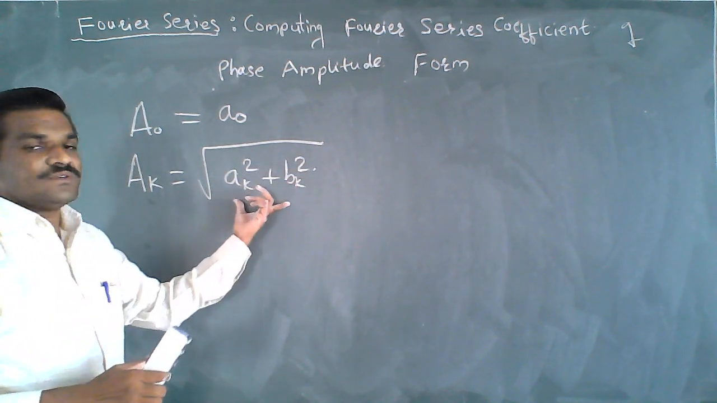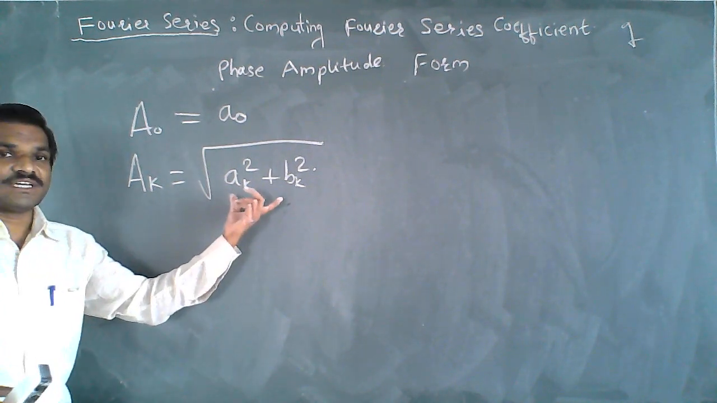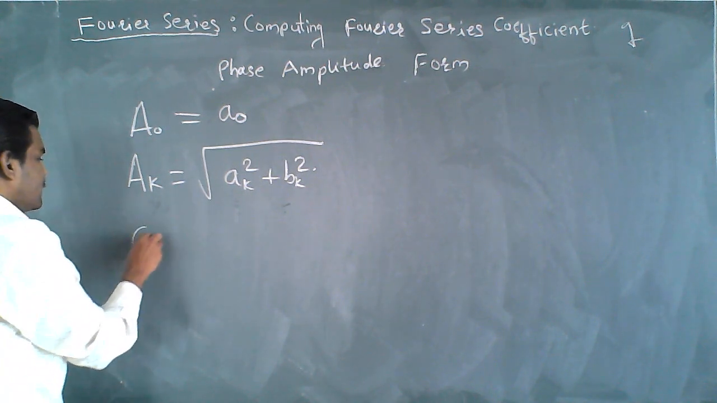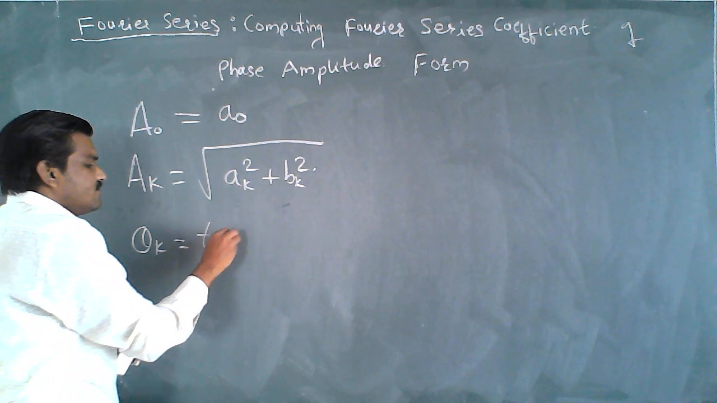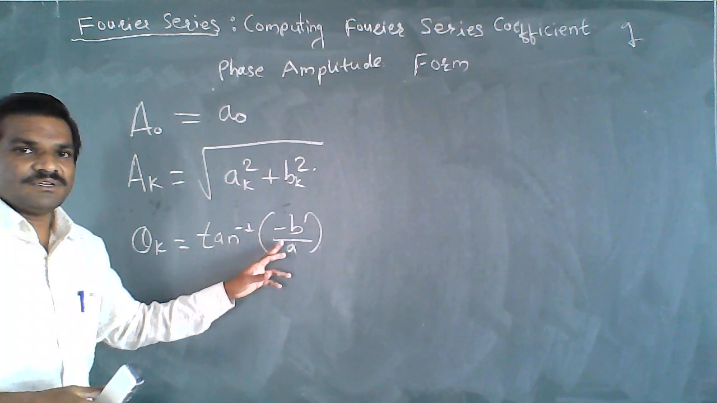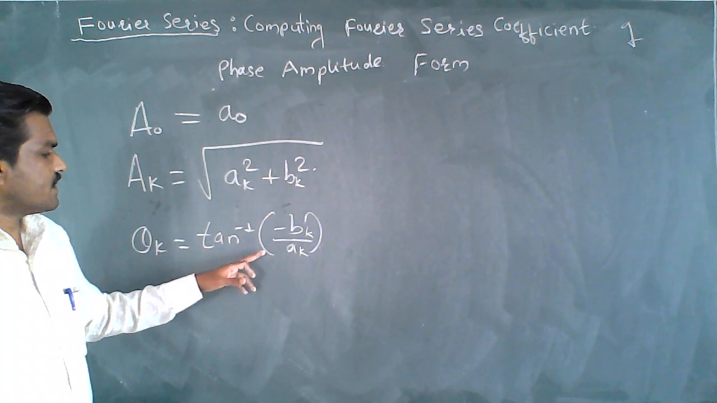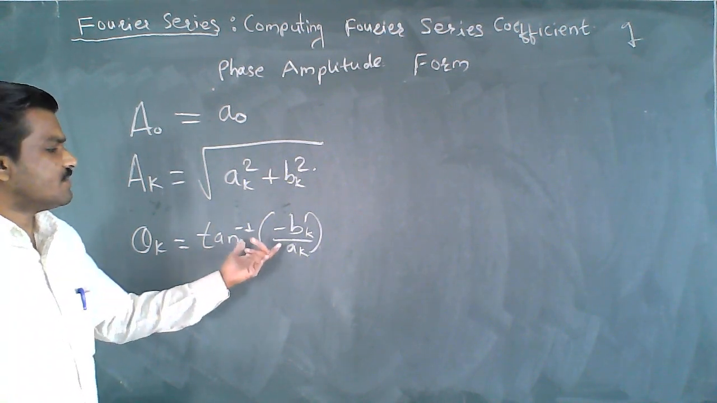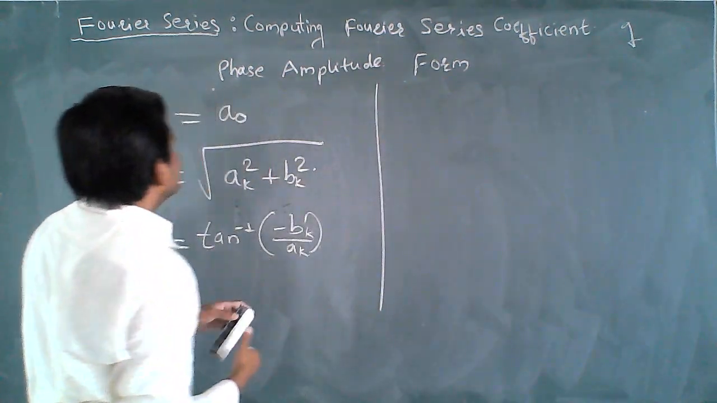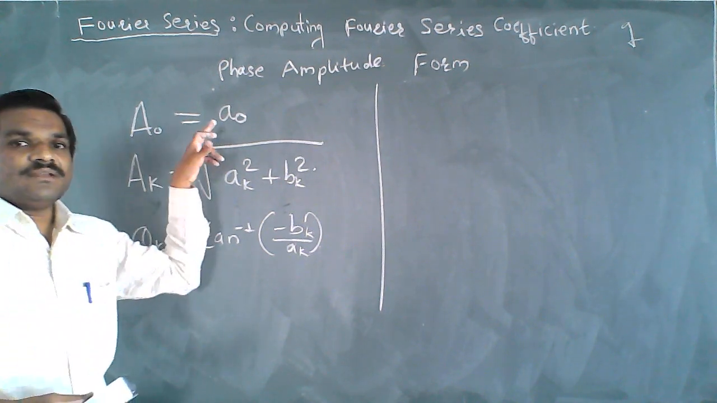Okay, so these two terms are related to your sine cosine form, and based on the sine cosine form you can convert that to the phase amplitude form. And then you have theta k, which is nothing but tan inverse of minus b sub k divided by a sub k. So this is the conversion to the phase amplitude form from your sine cosine form.